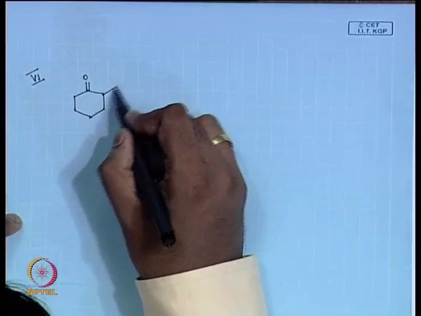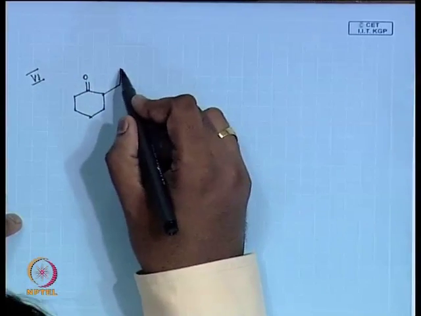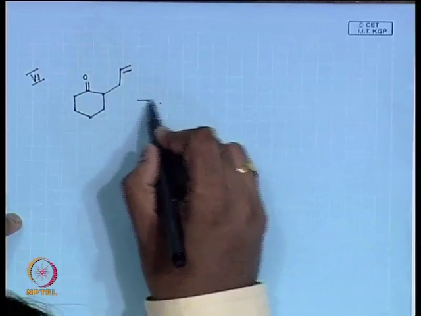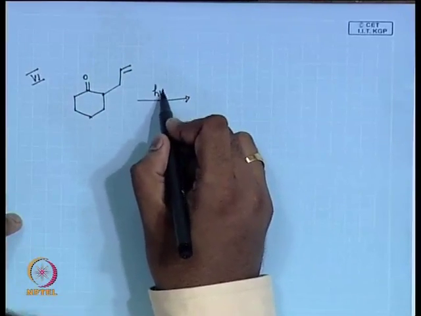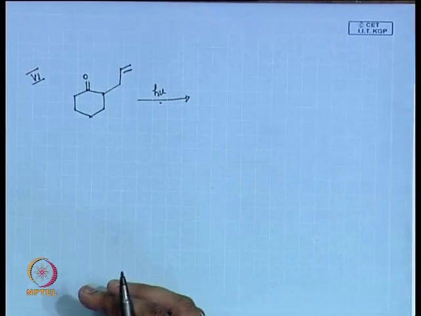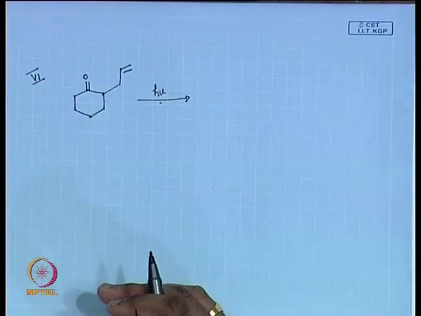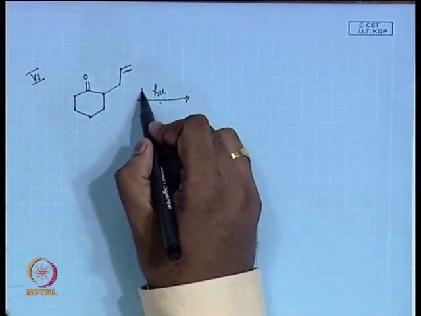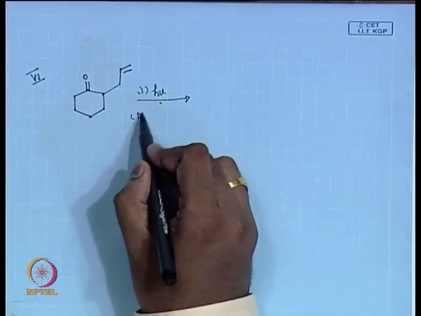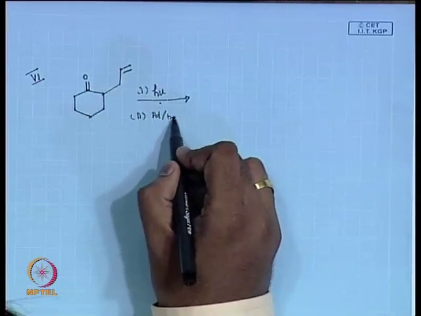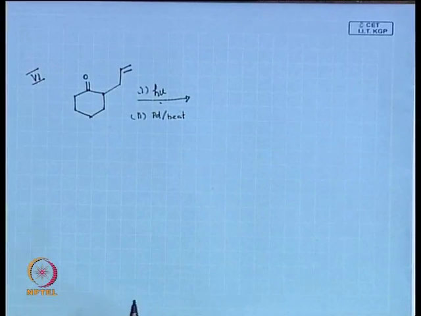Have you ever studied this example? You photolyze this, and after photolysis, treat it with palladium just by heating. Your first step is photolysis, okay. Second step, you can do it by palladium in heat. I think you have studied this reaction. What does it give?